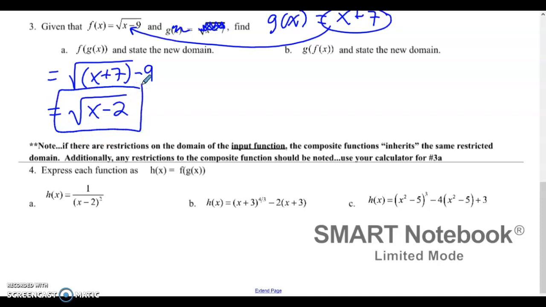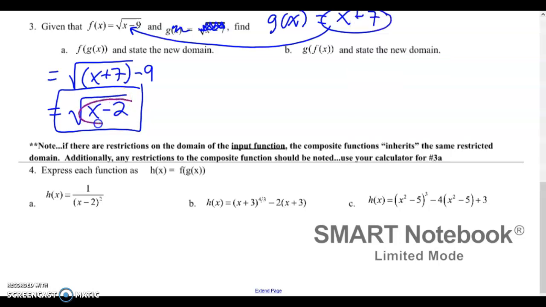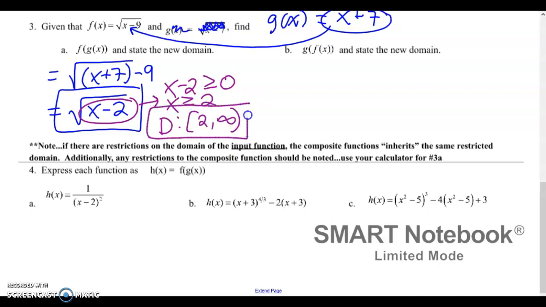Now we do need to consider domain restrictions here because this is a square root function. And if you remember, whenever we have a square root function, whatever is on the inside cannot be negative. So x minus 2 has to be greater than or equal to 0, which means x has to be greater than or equal to 2. So our domain will be 2 to infinity. Okay?